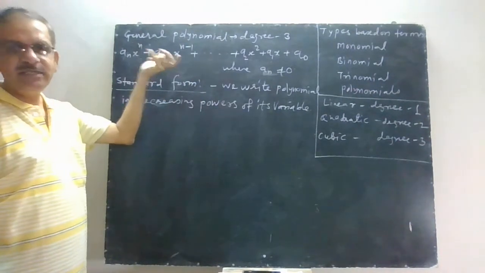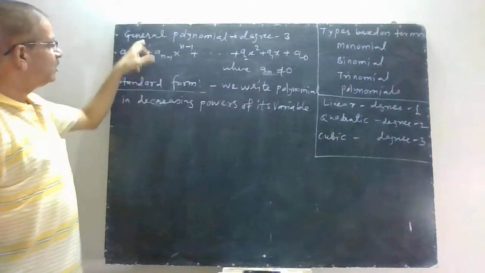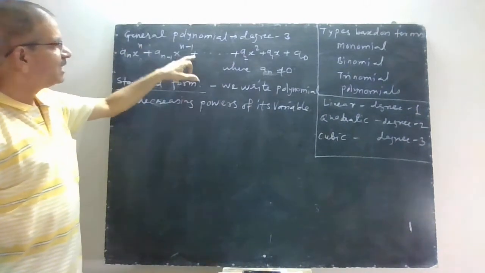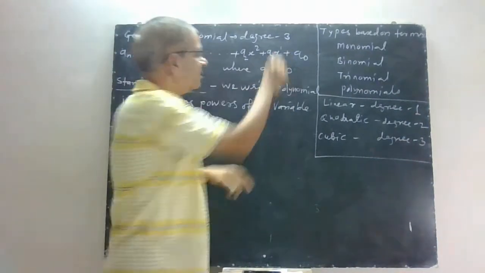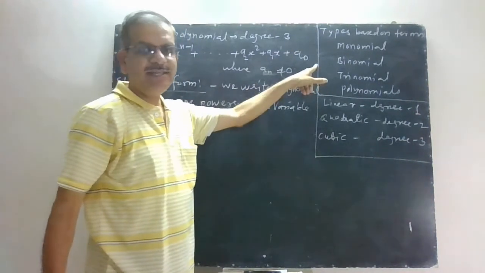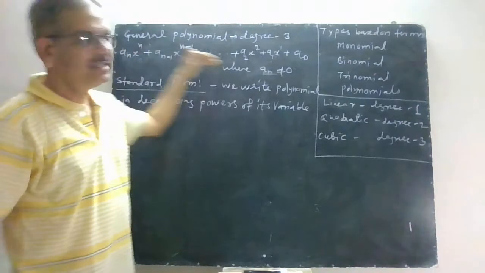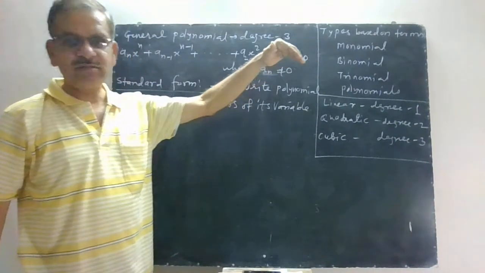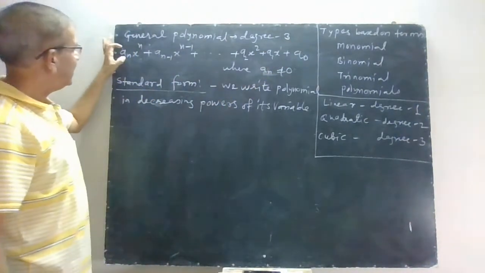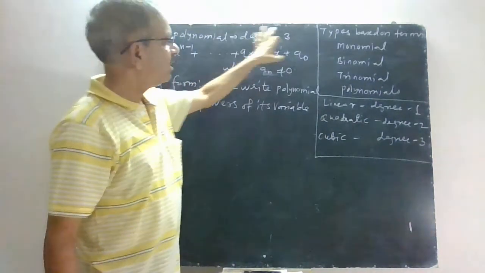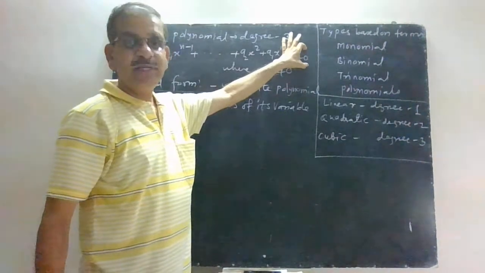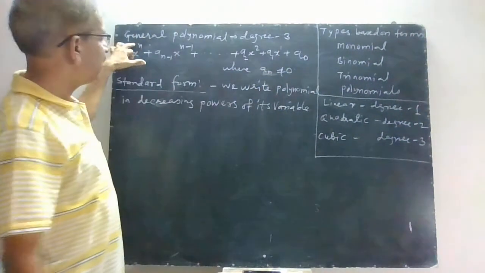How is the polynomial written in general: an x raised to n plus an minus 1 x raised to n minus 1, plus and so on, a2 x square, a1 x raised to 1, and the last term is a0. It has decreasing powers of the variable. Here an is called a coefficient, an minus 1 is a coefficient, a2, a1, a0. So there are n plus 1 coefficients, and the maximum power is n.